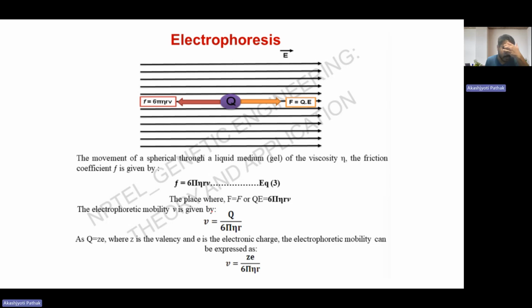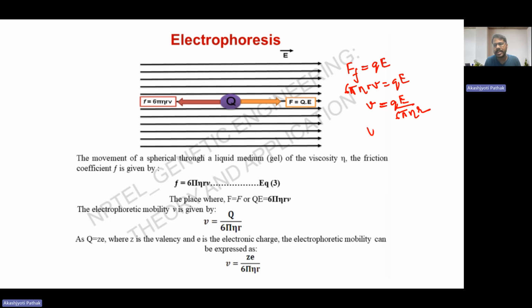Now if you want to derive this equation, when your frictional force will be equal to the force applied by the electric field, then what will happen? This 6 pi eta r v will be equal to QE. So from this equation, you can calculate the mobility of the charged particle. V is the velocity with which the charged particle is moving, so that is your electrophoretic mobility. It will be equal to QE by 6 pi eta r.